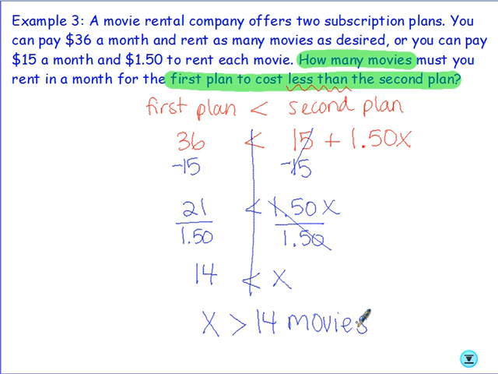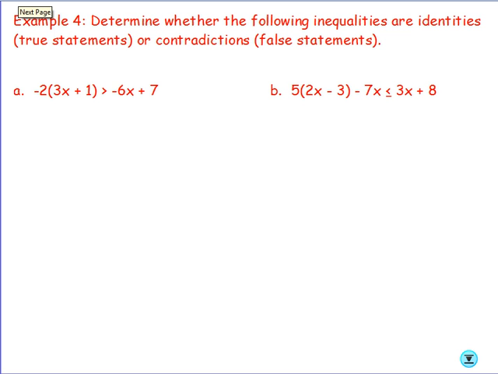All right, so let's look at the next example. Directions should sound familiar. Determine whether the following inequalities are identities, which we learned was true statements, or contradictions, which are false statements. We did this in the last lesson. If you remember, these true statements and false statements were when all of the letters disappeared. So we should have all the letters go away. Let's take a look at the first one together.